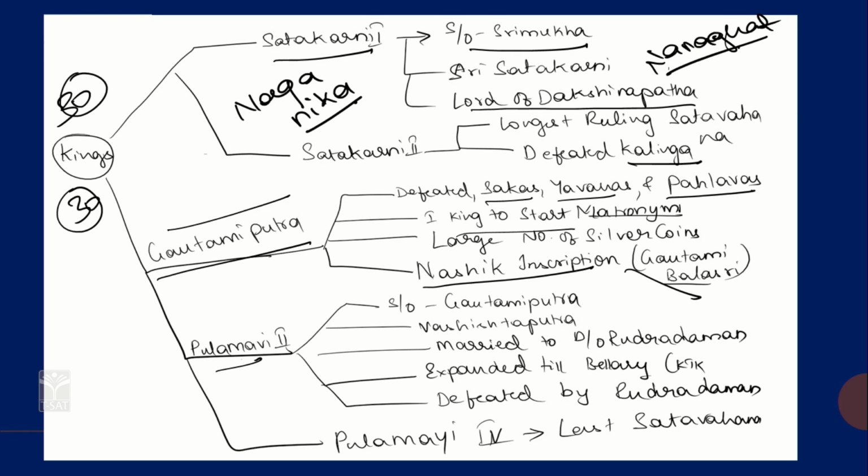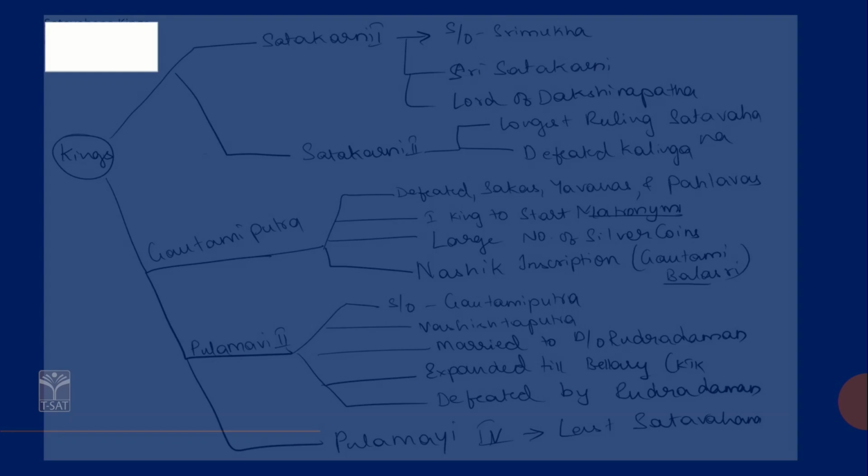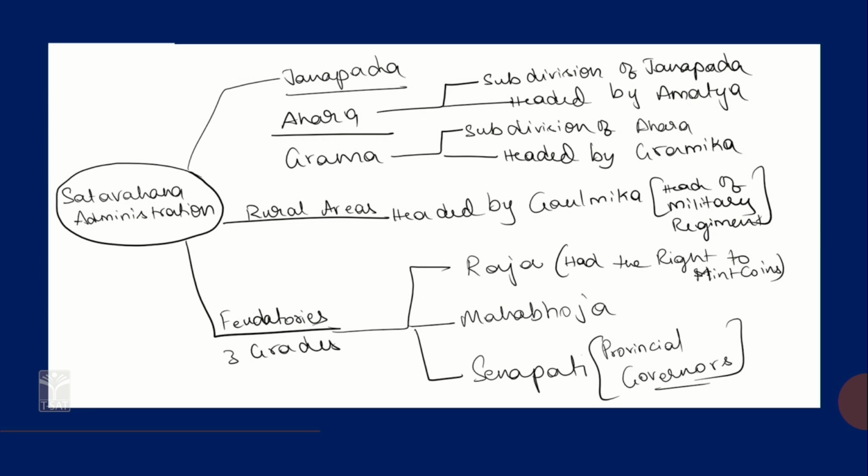He eventually married a Shaka king's daughter, Rudradaman Shaka of Gujarat's daughter, who gave the famous Junagadh inscription. Pulamavi expanded the Shatavahana kingdom till Bellary in Karnataka, he tried defeating Rudradaman, but himself was defeated by Rudradaman. Last popular, powerful Shatavahana was Pulamavi IV. After this, Shatavahanas could not really sustain for a very long period.